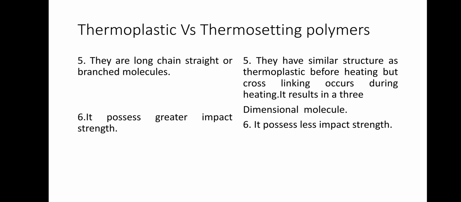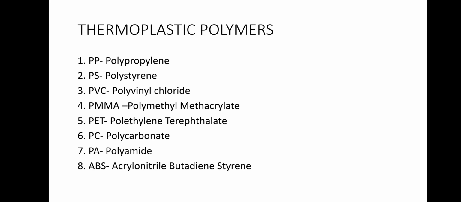Thermoplastic polymers are long chain, straight or branched molecules, whereas thermosetting polymers have a similar structure to thermoplastics before heating, but cross-linking occurs during heating and it becomes hard, resulting in a three-dimensional giant molecule. Thermoplastic polymers possess greater impact strength, whereas thermosetting polymers possess less impact strength.